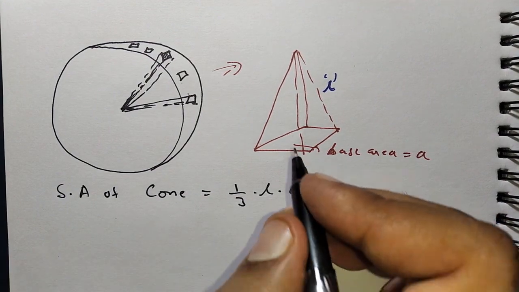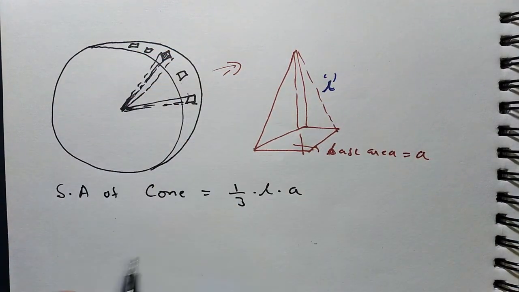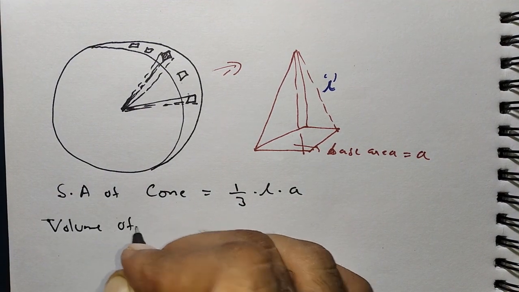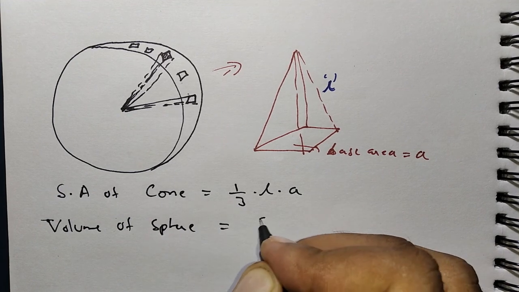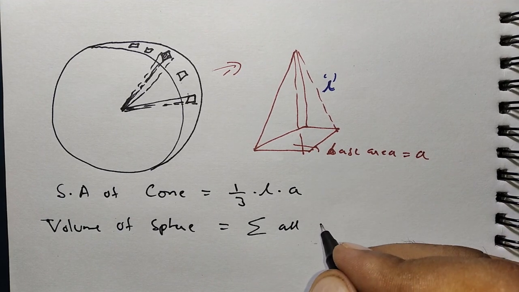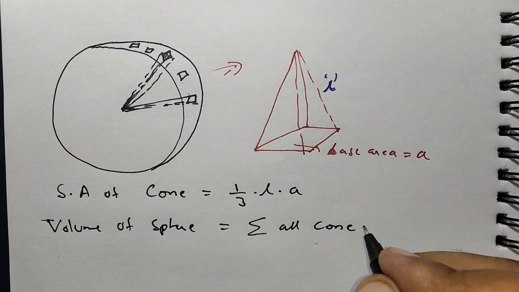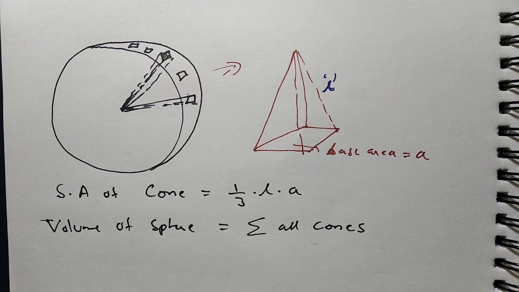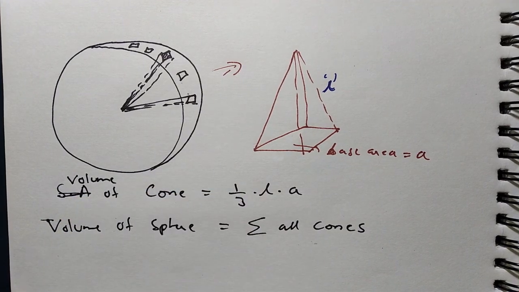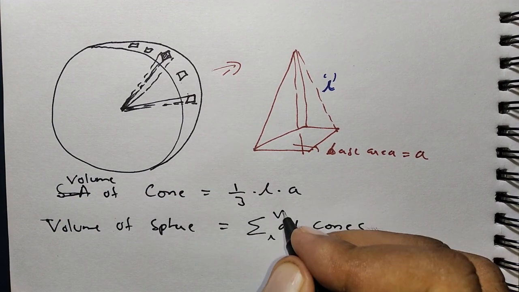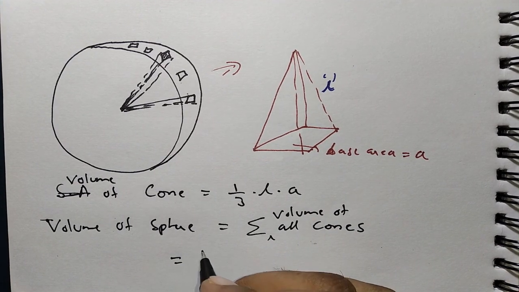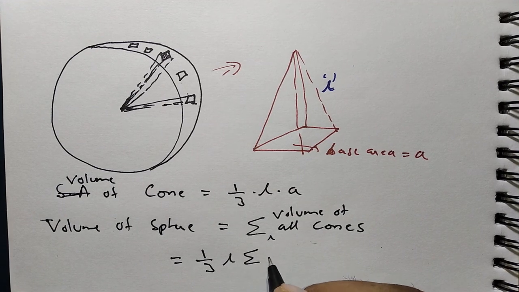And so if we add all these segments, then we get the total volume of the sphere. This is equal to the summation of all cones. Sorry, this is the volume of a cone. So the summation of the volume of all cones will be like 1 by 3 into L into the summation of A.